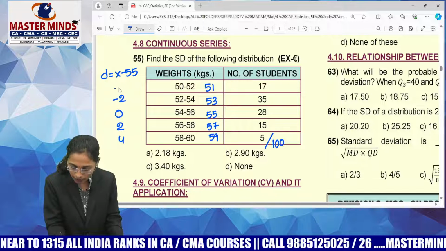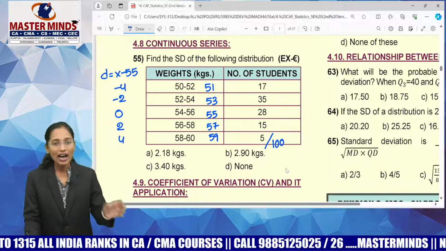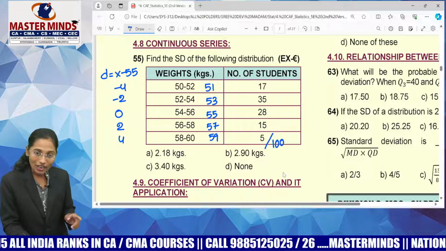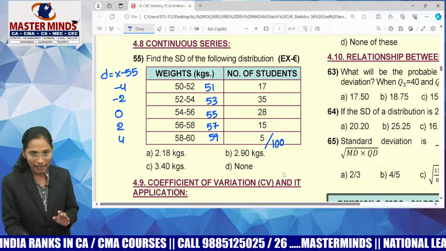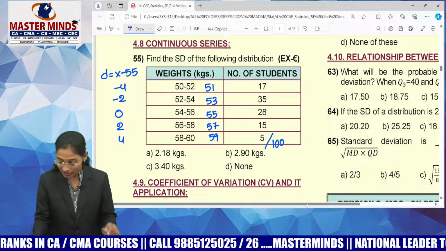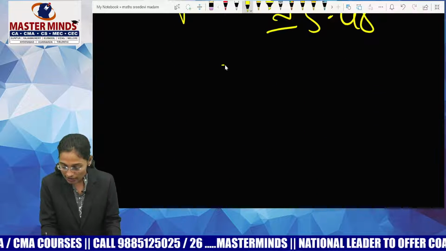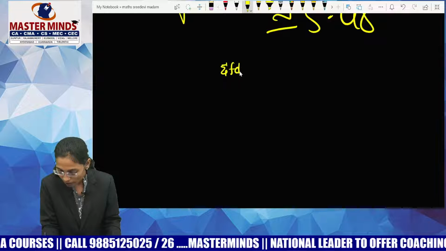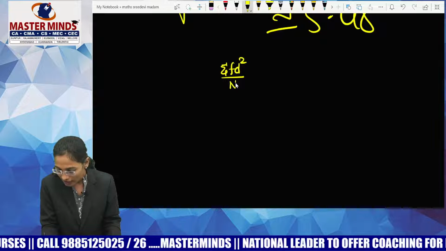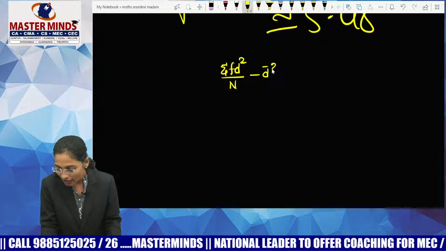Minus 2, here minus 4. Okay, these are the D values. So, I know that the standard deviation of D equals the standard deviation of X. So, I am calculating the standard deviation of D. What is the formula for standard deviation of D? Square root of summation FD square by capital N minus D bar square.